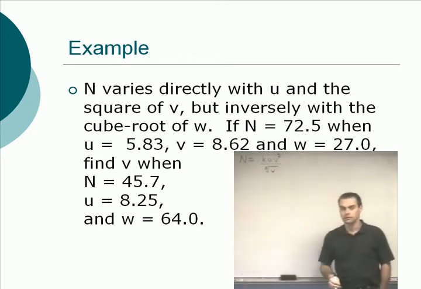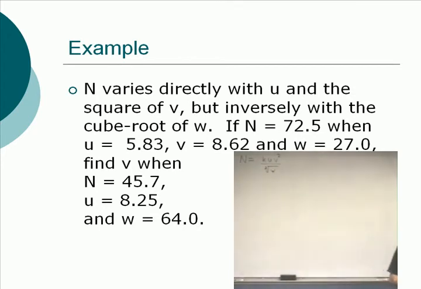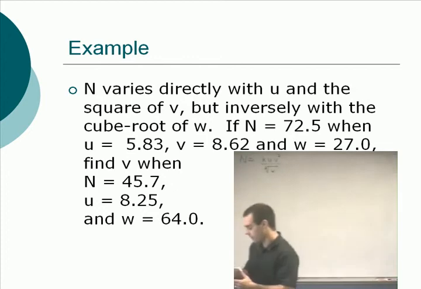There's your relationship. K varies directly, or in other words, you multiply it by U and V squared, but divide by the cube root of W. Okay, well, we have to be given one case for which we know all of them so that we can determine what our K value is.